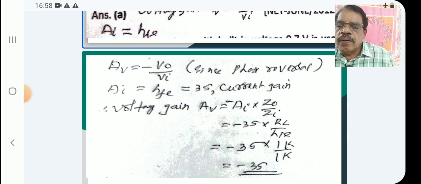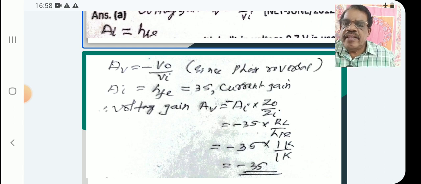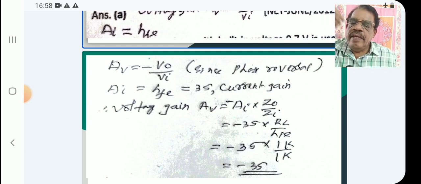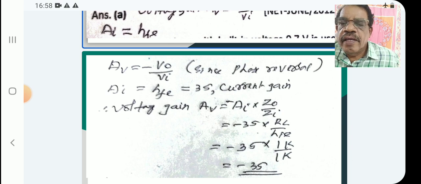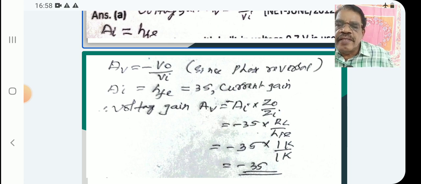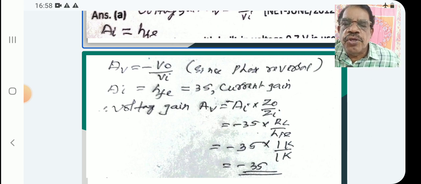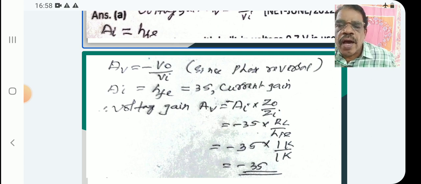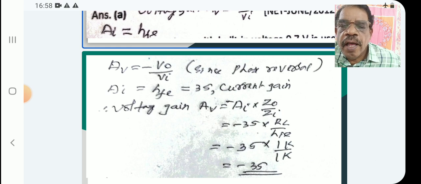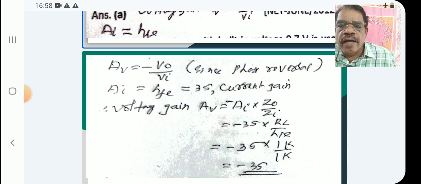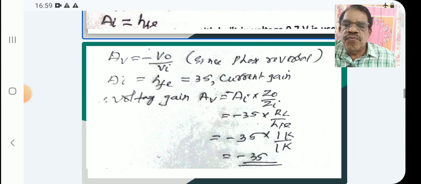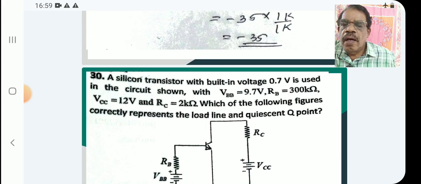This is the voltage amplification factor, current amplification factor, HFE. That is AI. HFE is equal to AI, that is 35. So current gain is plus 35. Voltage gain AV is equal to minus AI into ZO by ZI, or RL by RIN. RL is the load resistor, 1K, and RIN is HIE, 1K. So it is minus 35. So voltage gain is minus 35, current gain is plus 35. Answer A.